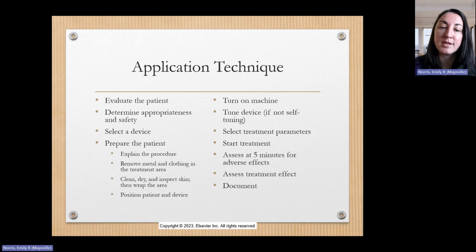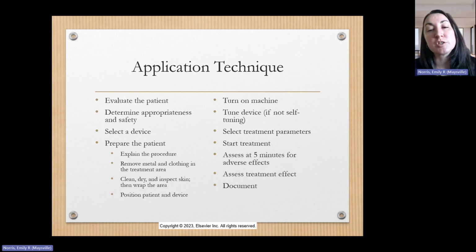Always explain what you're doing. Always, in any of these modalities, remove metal or any clothing over that treatment area. You want to clean, dry, inspect the skin. If you're using a thermal diathermy, then you want to wrap the skin so that if it sweats, it will absorb the sweat and the skin doesn't become wet and more likely to burn as the treatment continues. If it's a non-thermal diathermy, the non-thermal shortwave diathermy treatment, SWT, then you don't have to wrap the skin.